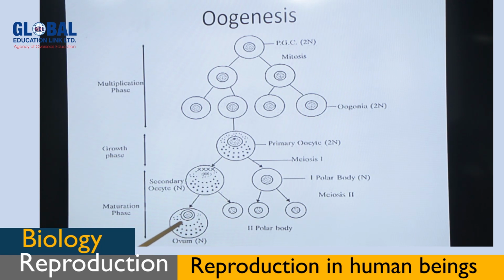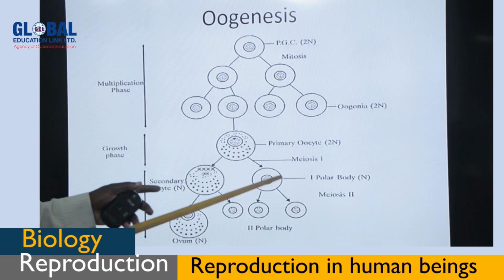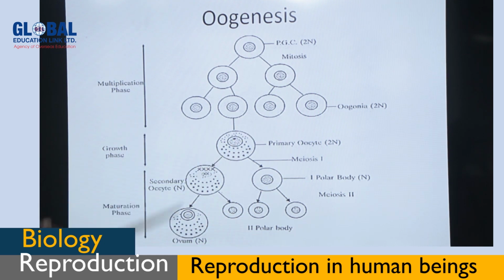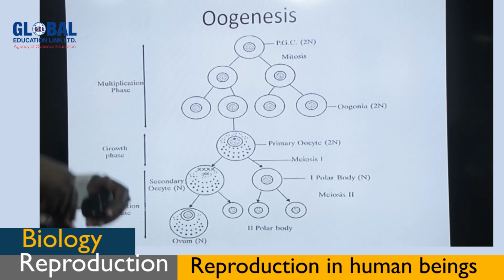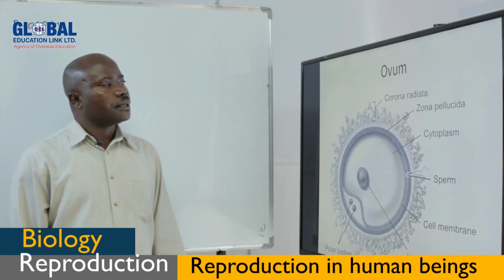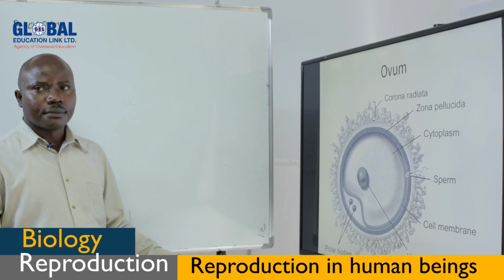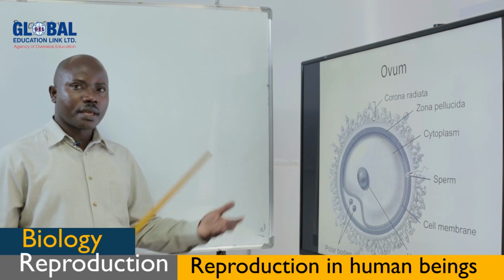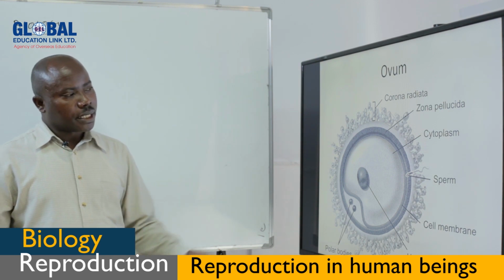Meiosis 2 will take place only if the male gamete has successfully entered the secondary oocyte, where it will stimulate the secondary oocyte to undergo complete meiotic division from metaphase 2 to telophase. At the end of this process, we make the ovum within the fallopian tube. This is the third phase of oogenesis.